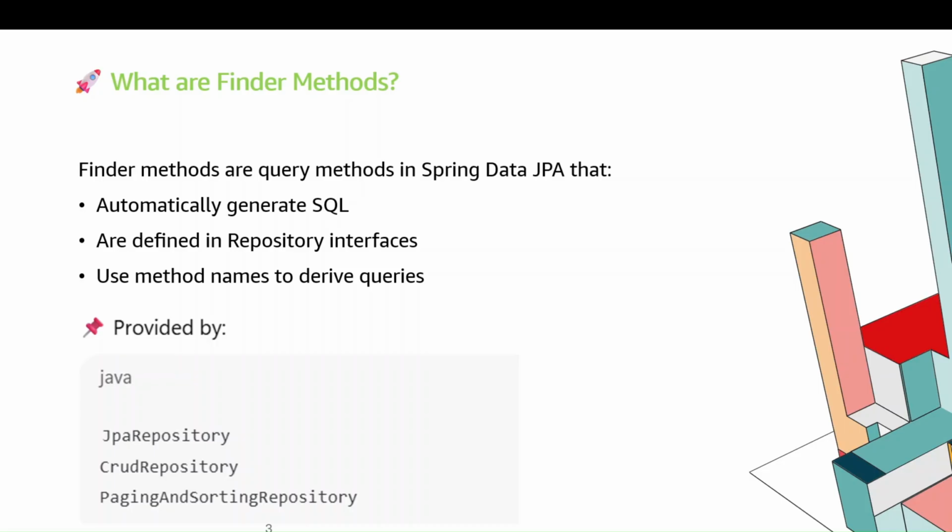What are finder methods? Basically, as I say, it automatically generates SQL statements based on the methods that we write. In Spring Boot JPA, we develop interfaces which extend the JPA CRUD or paging and sorting repository. So our interface extends one of the interfaces which I have given below.